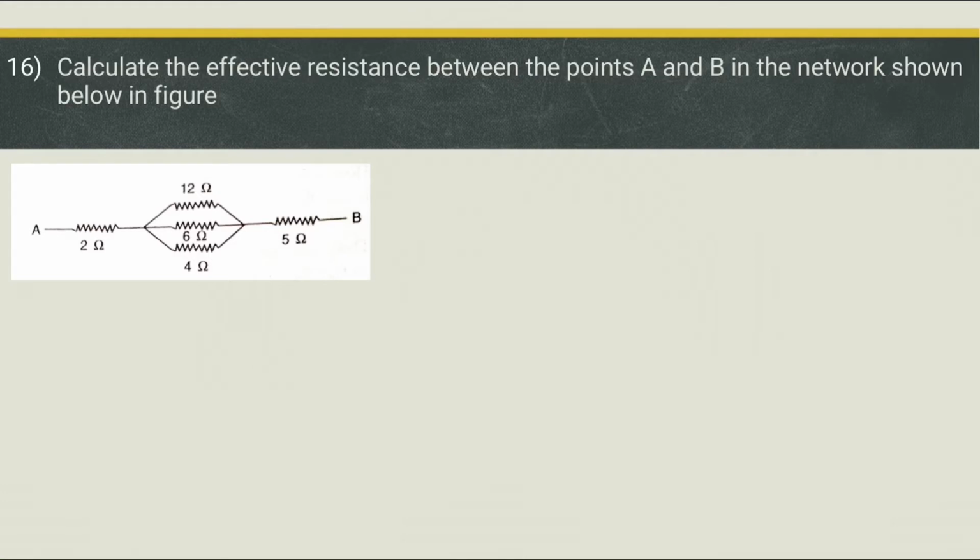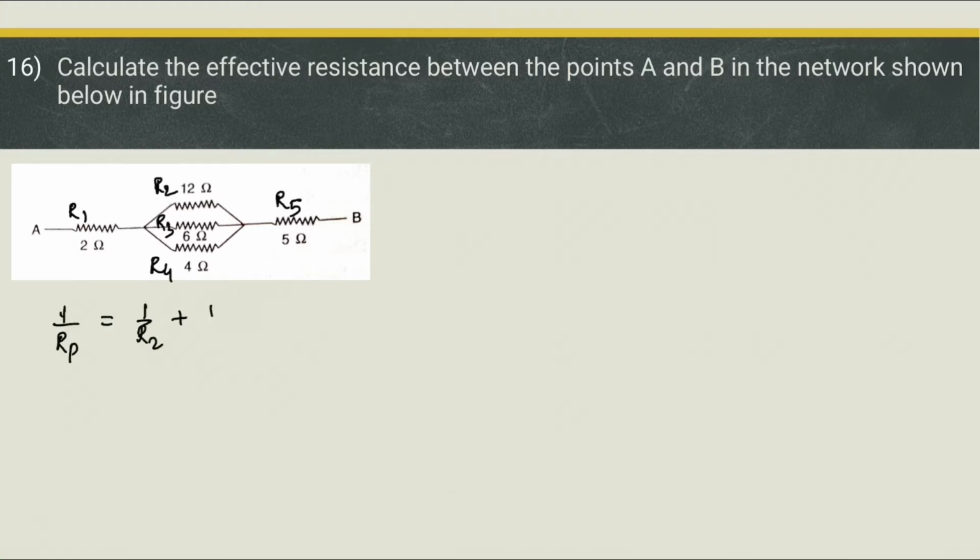Numerical 16. Calculate the effective resistance between the points A and B in the network shown below. Let us label resistors first: R1, R2, R3, R4 and R5. And as you can see, R2, R3, R4 are in parallel. So let us first simplify that network.